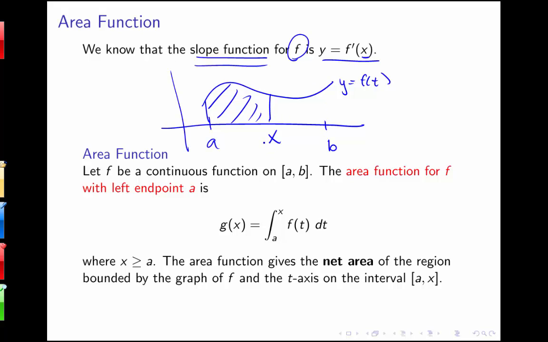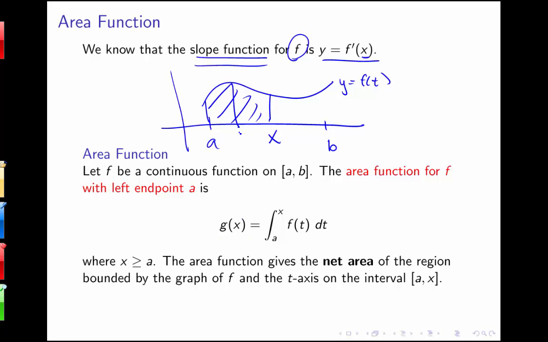But if we think about x varying between a and b, then we can look at how the area changes as x changes, as x moves between a and b. So we can talk about this function g of x, where g of x is equal to the integral from a to x of f of t dt. So we've got the area from a to x giving us the value of g of x.